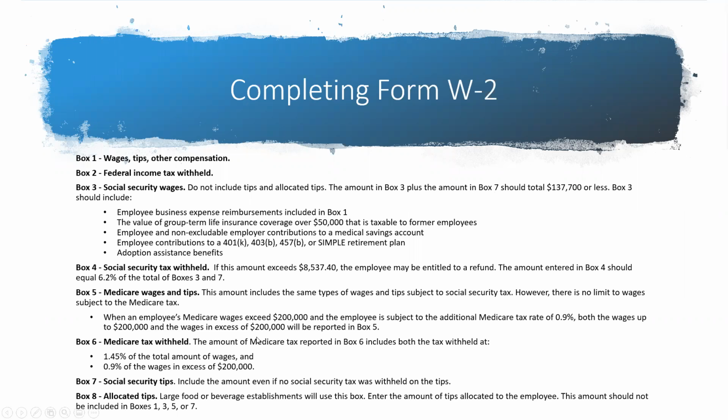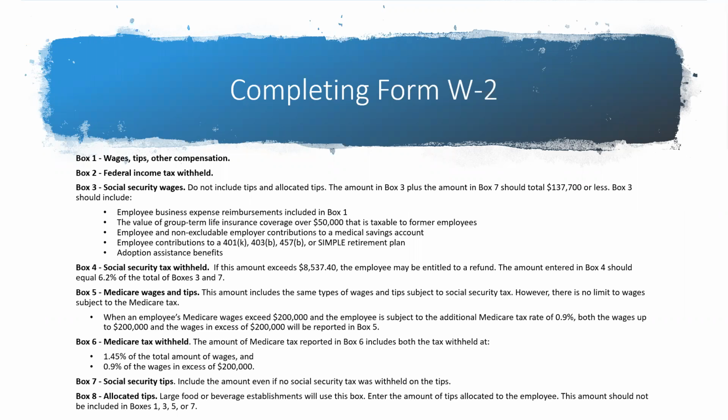So box 1 and box 2 go hand in hand. Box 1 is the wages that are subject to federal income tax, and box 2 is the actual federal income tax that was withheld. Box 3 and box 4 go together. Box 3 is Social Security wages. This does not include tips because those go in a different box. And then box 4 is the Social Security tax that was withheld on the wages that are in box 3.